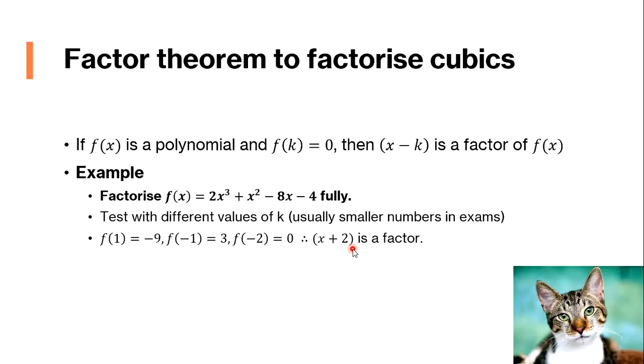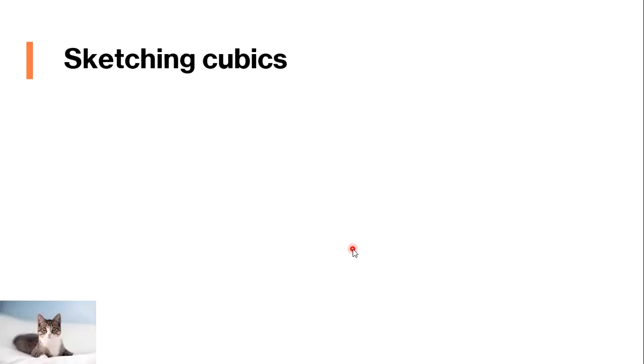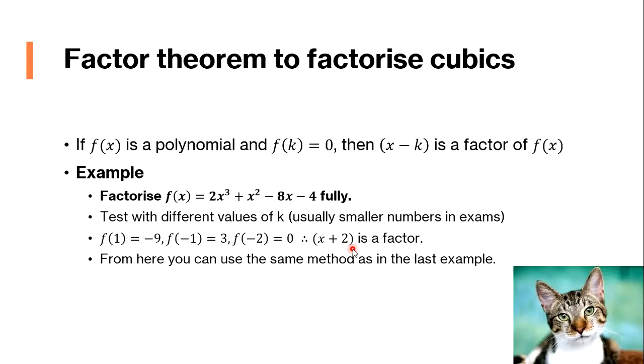So now we're exactly up to where the last one started. We have a factor and we can use that with the exact same method from last time, using algebraic division, to then split it into a linear and a quadratic factor, factorize the quadratic, and you get to your answer. That's why I've not finished that.